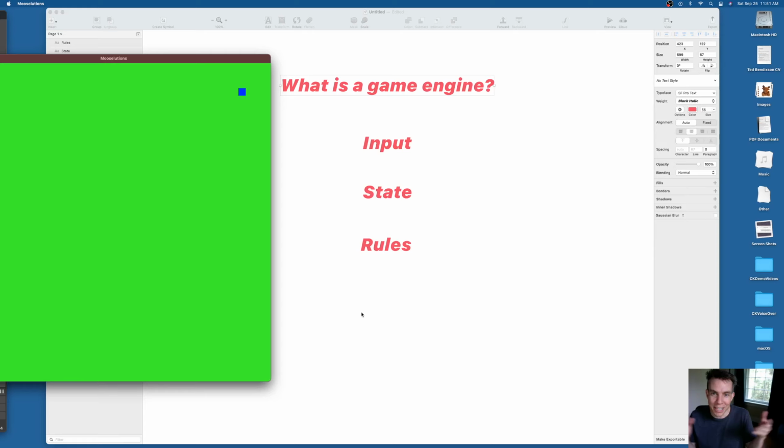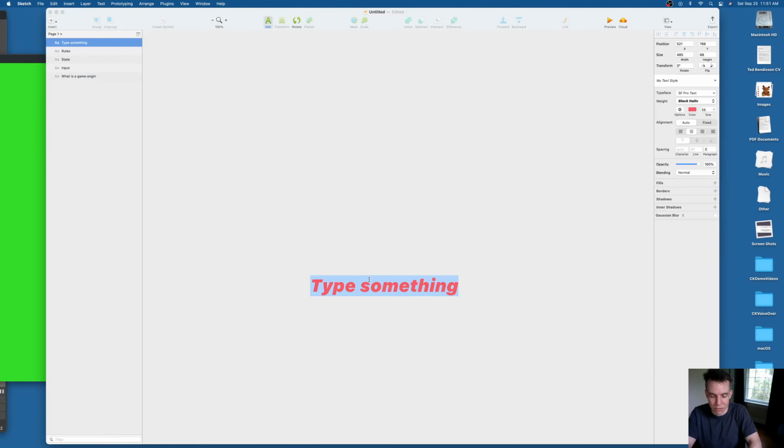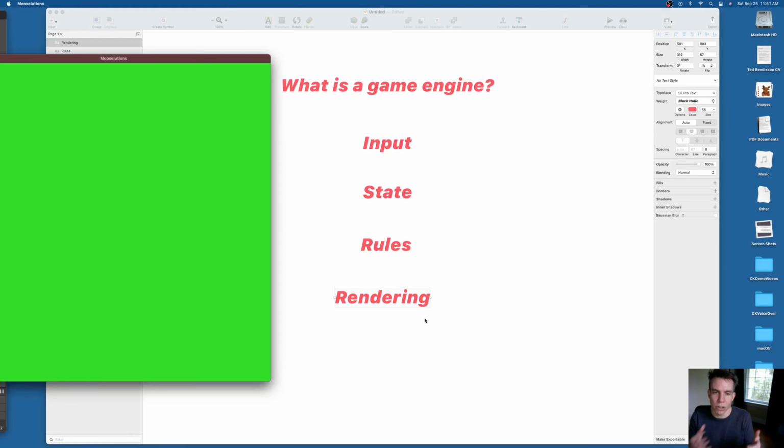It is a game, but it does a few things, right? It has some way of gathering input. It has some way of simulating state. It has some way of enforcing rules. And then typically the extra thing you add on there, which is one of the most important parts, is rendering. So we render the result of the state manipulation. And that's kind of what's going on here.